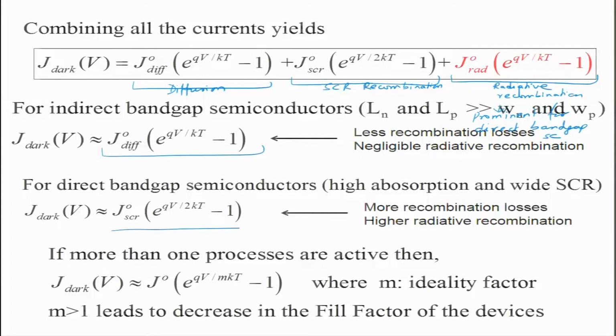If you have more than one process active, then we generally say that J dark is equal to J naught into exponential of qV divided by mkT minus 1, where m is the ideality factor. If m is greater than 1, then obviously it leads to a non-ideal diode, and that reduces the fill factor of the device as well because of increased recombination. So, an increase in this m factor to more than 1 often leads to more recombination losses, as a result less photocurrent, and less fill factor of the devices.